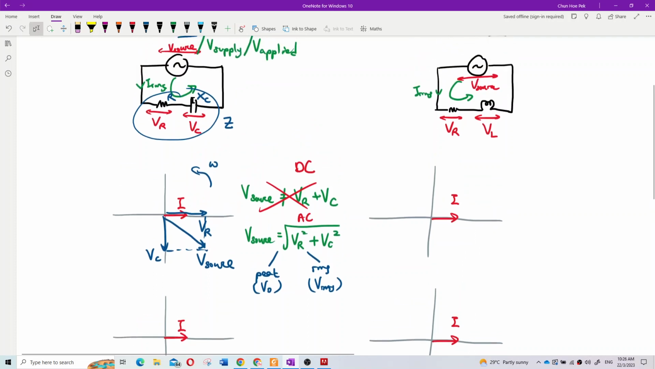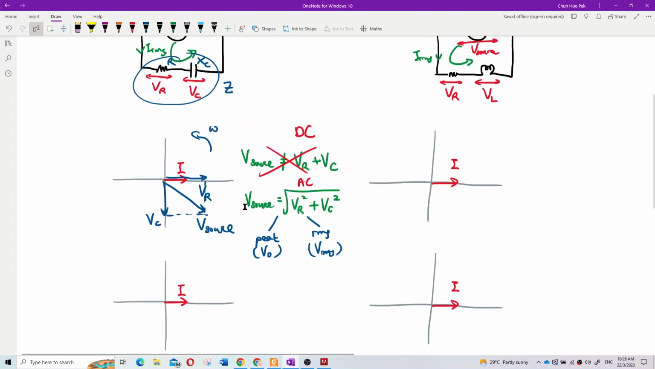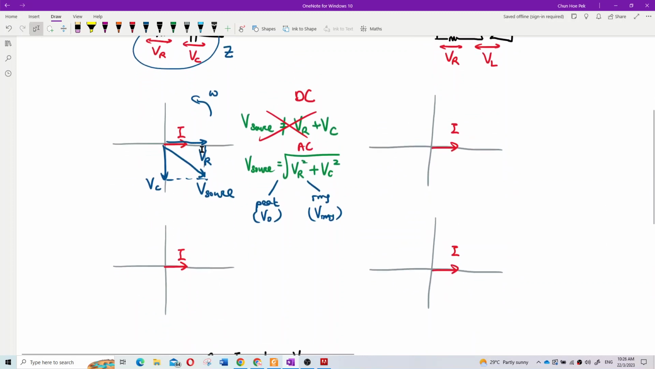Now, how about finding the impedance? Same thing. VR over here is the same position for resistor. And then VC over here means the same position for XC. So V source over here is the same position for Z.